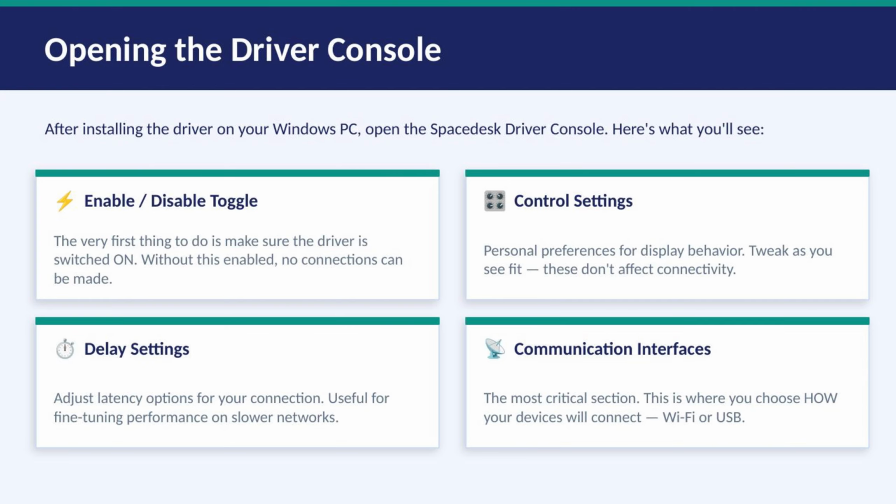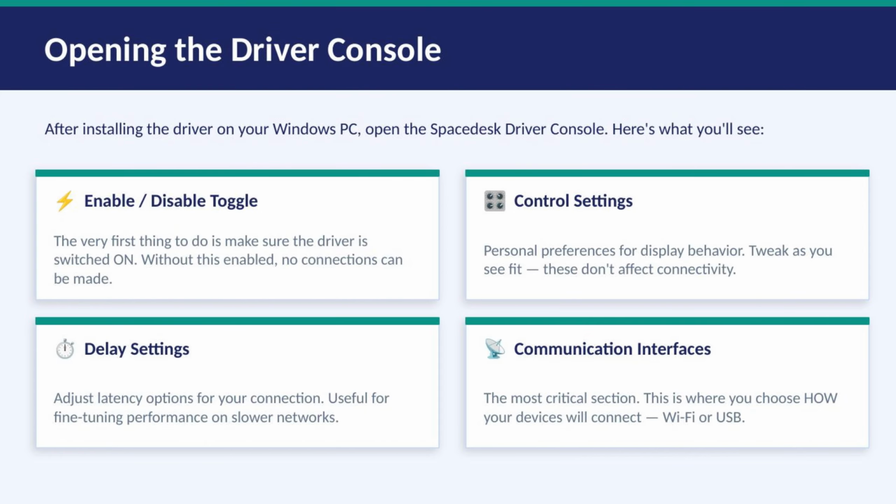Step 3. Open the Spacedesk Driver Console. Once the driver is installed on your Windows PC, open it. This is the main control center for your Spacedesk setup. Step 4. Enable the driver. The most important first step is to make sure the driver is enabled. Look for the power toggle or status indicator and switch it to On.